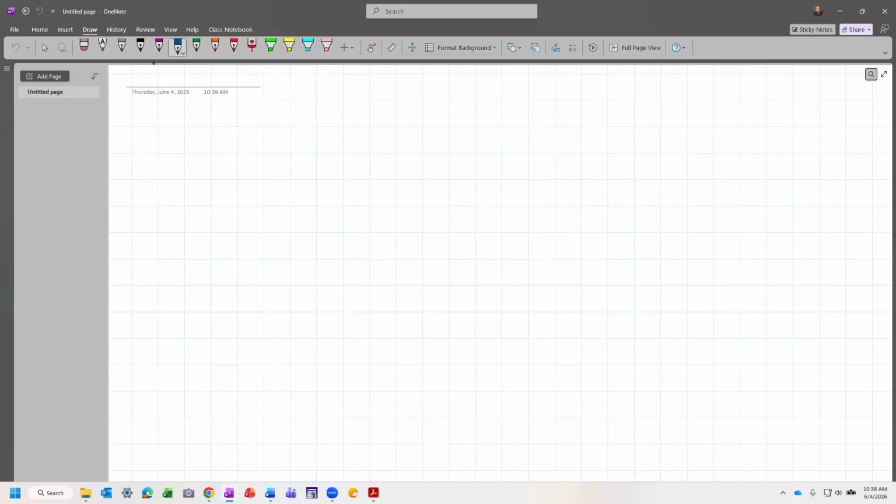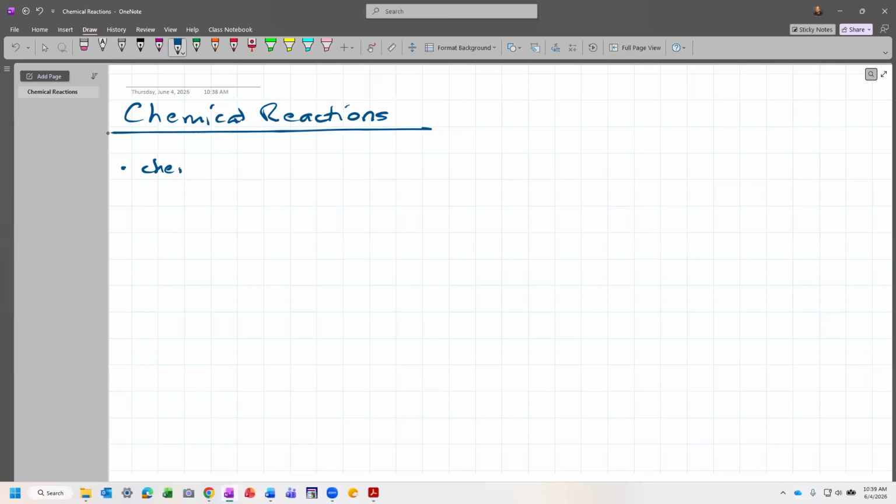So the first thing we're going to start with is central to chemistry in general, and that is chemical reactions. What we're going to do here is quickly remind ourselves what chemical reactions are, how they are arranged, different types of reactions, etc. So chemical reactions are nothing more than chemical sentences, if you will.